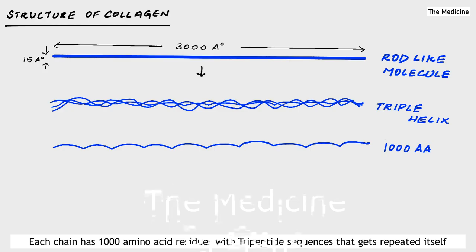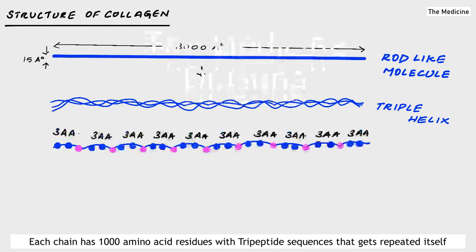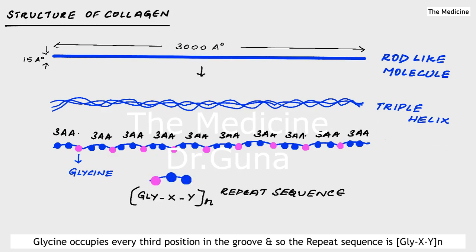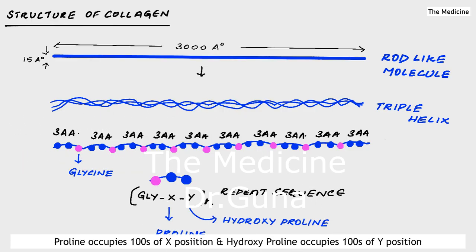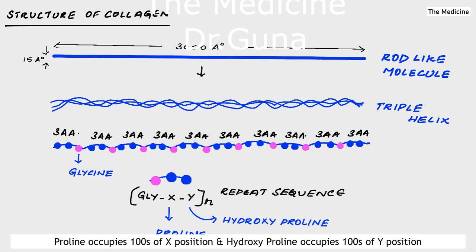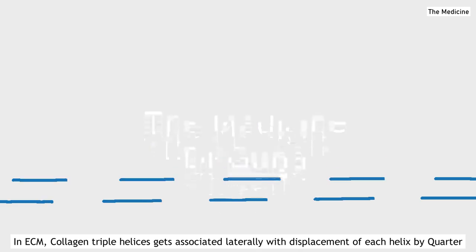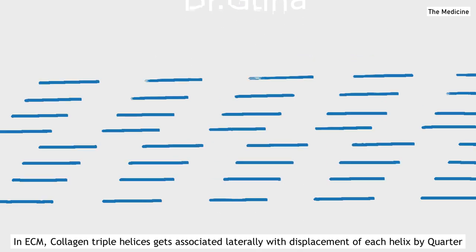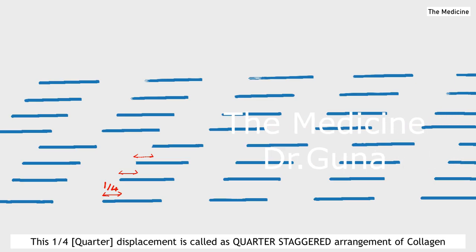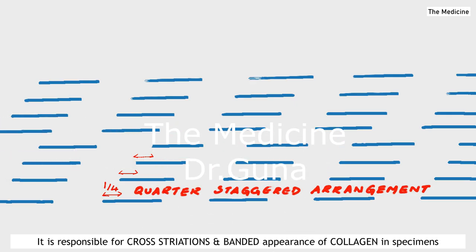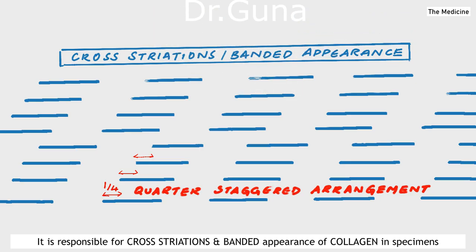Each chain has 1000 amino acid residues with tripeptide sequences that repeat themselves. Glycine occupies every third position in the groove, and the repeat sequence is glycine-X-Y, N number of times. Proline occupies hundreds of X positions, hydroxyproline occupies hundreds of Y positions. Other significant contributors are alanine and hydroxylysine. In ECM, collagen triple helixes associate laterally with displacement of each helix by 1/4. This quarter displacement is called the quarter staggered arrangement of collagen, and it is responsible for the cross striations and banded appearance of collagen in specimens.